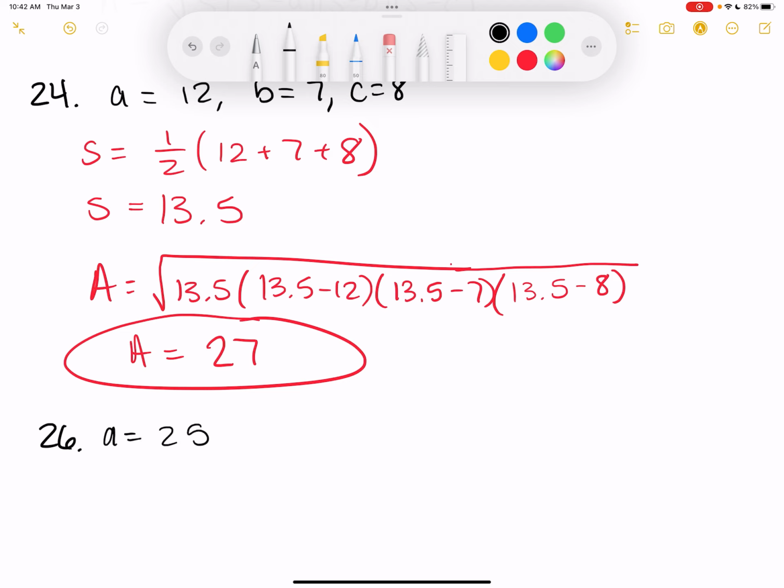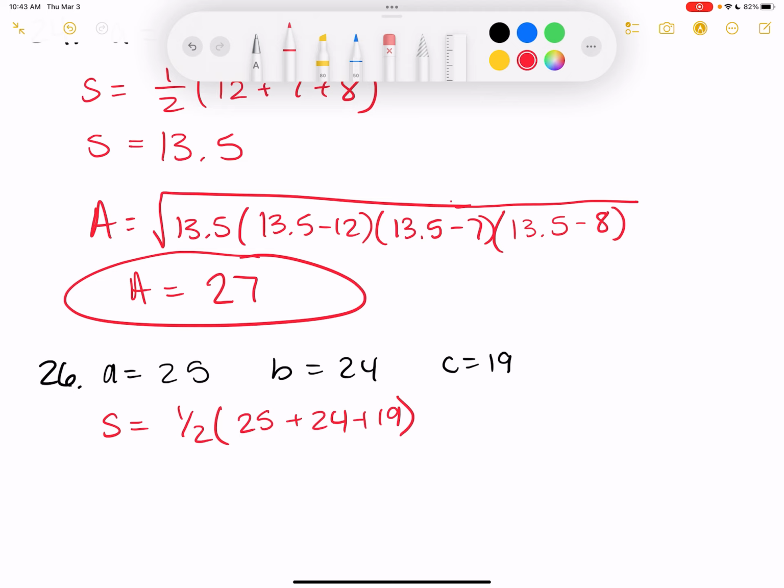A is 25, B is 24, C is 19. So S is 1/2 times 25 plus 24 plus 19. Okay. I got 34. Yep. How are you doing it so fast? Just speed on.